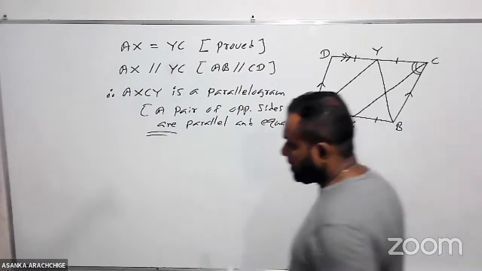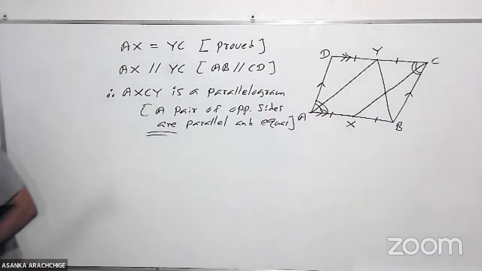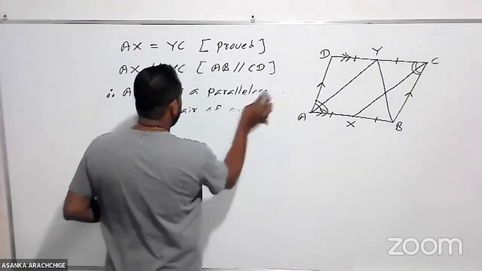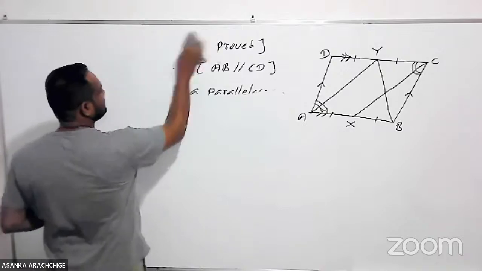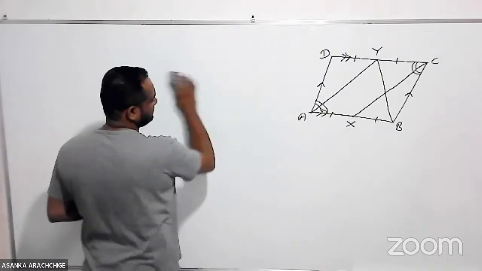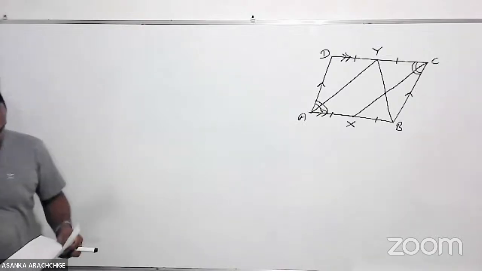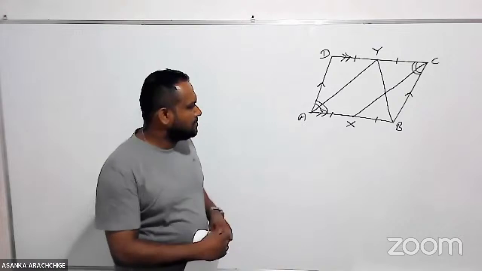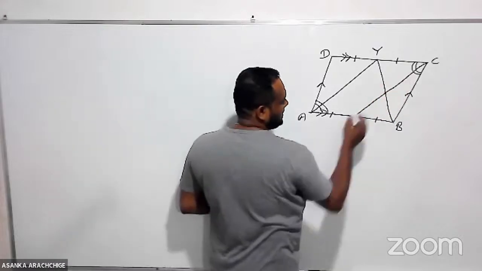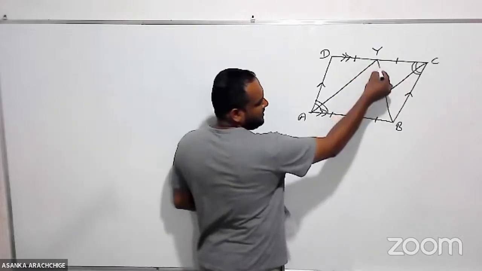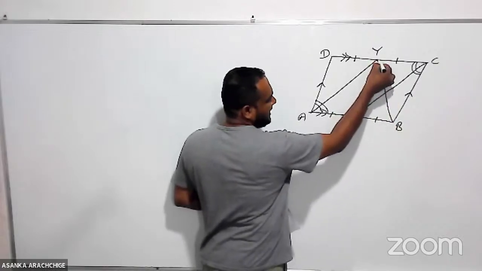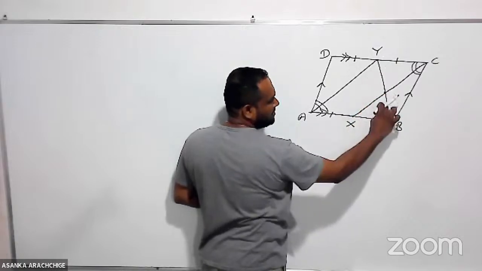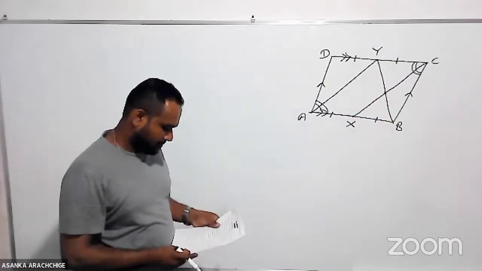Right. The last part of that question, we are asked to prove that XC bisects the straight line YB. XC bisects the straight line YB. That means we have to show that this part is equal to this. This segment is equal to this line segment.